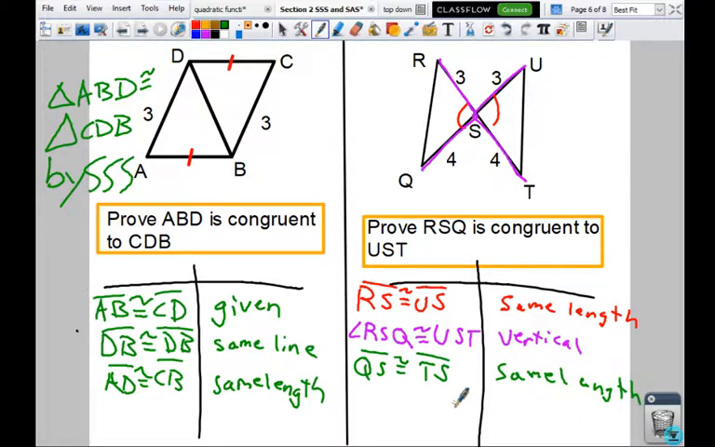All right, and then we are almost done. We have to write our last congruency statement, which I forget a lot. So we're going to go triangle RSQ is congruent to triangle UST by SAS, side angle side. That's a terrible triangle, but I don't care. Got the triangle looking a little bit better. They're fancy now.